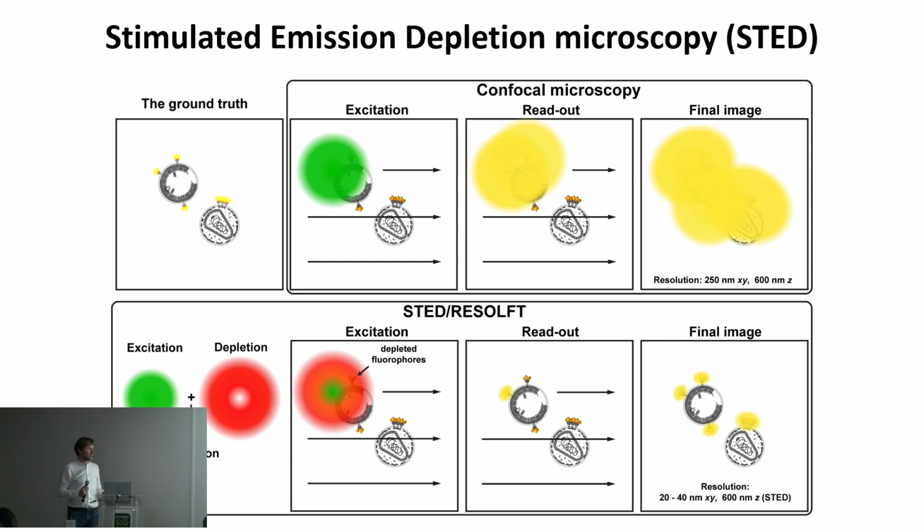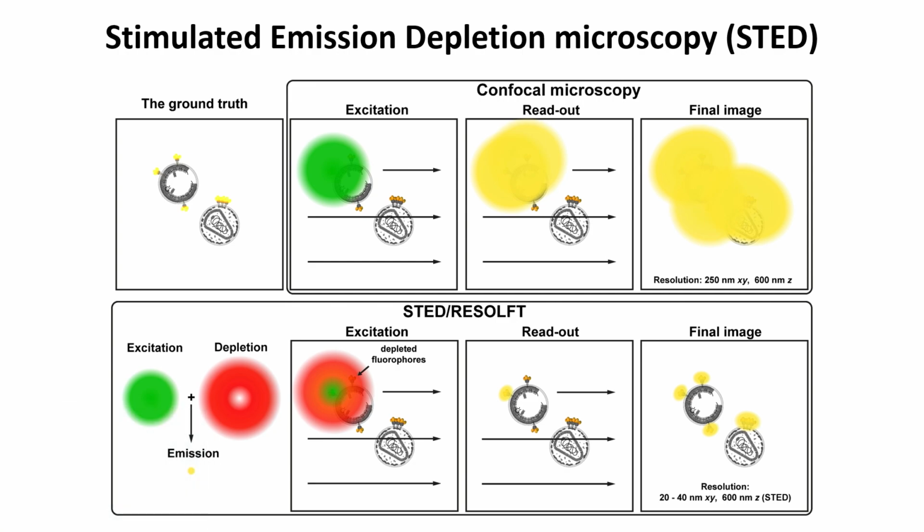In this case, classically, in XY at least, STED microscopy achieves 20 to 40 nanometers. You still have the limitation in Z, unless you use 3D STED microscopy, which is of course also available. But the techniques I'm talking about here mostly deal with just 2D STED.